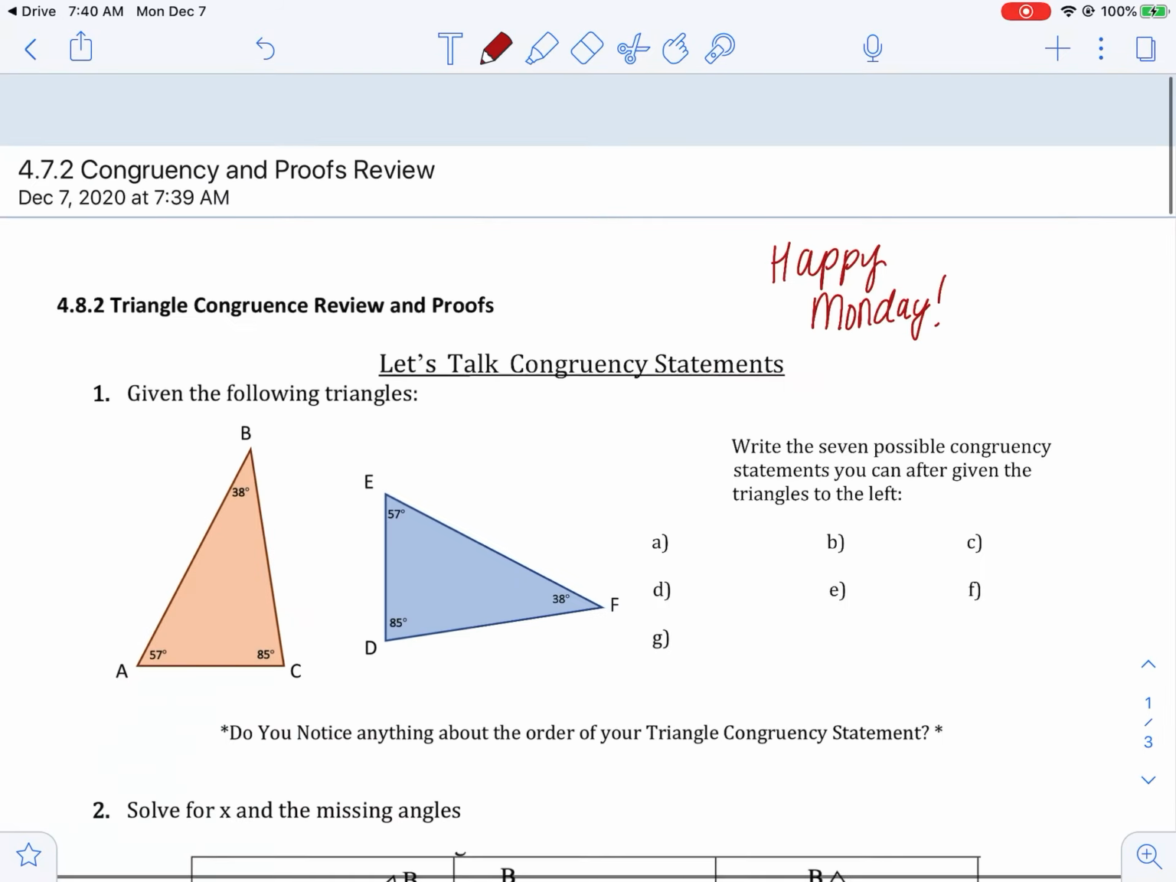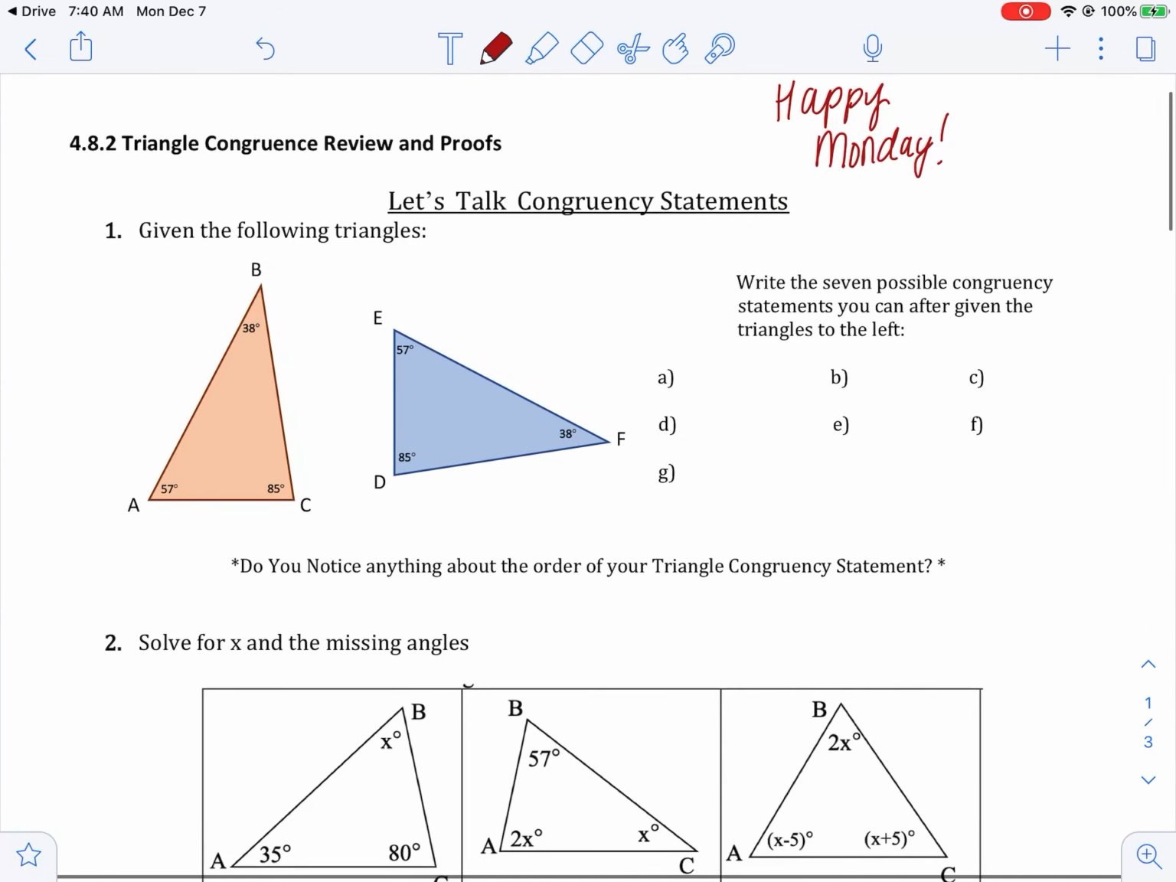Today we're just reviewing some stuff before we wrap up our Unit 4. The first thing we're going to talk about is congruency statements. This is something we've seen before. I just want to review it once again, that way, if questions did arise on Friday on our quiz, we are going to get those questions answered and we're going to attempt our quiz again if we would like to.